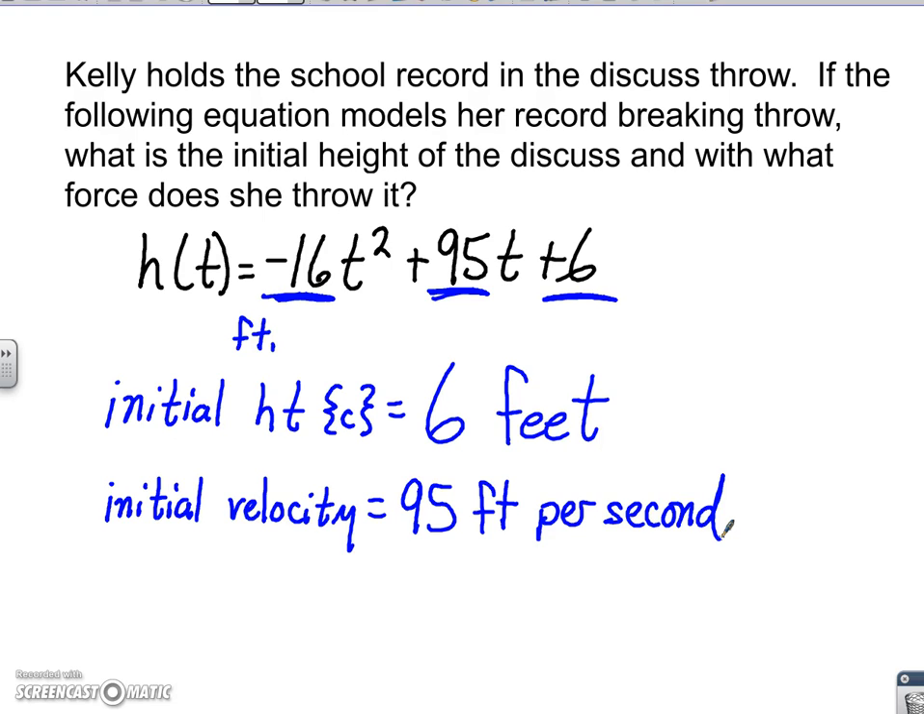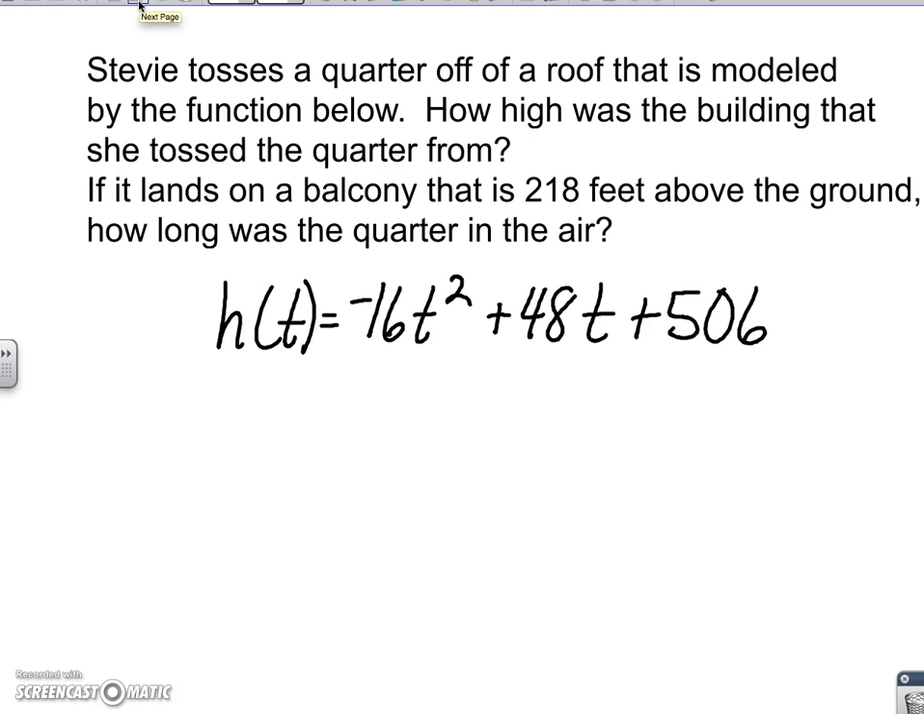So, guys, you better watch out. She is hurling this thing quick. We'll have to pull out our graphing calculators and see exactly how high does she throw it and how far does she throw this thing. So, pretty cool. All right, so let's try this one.